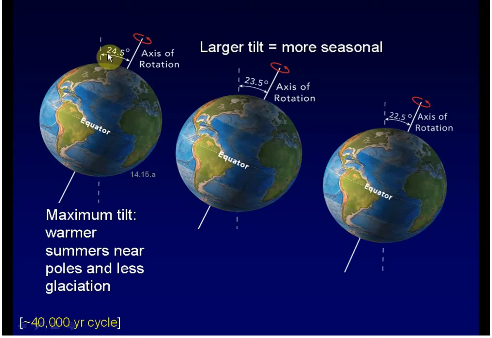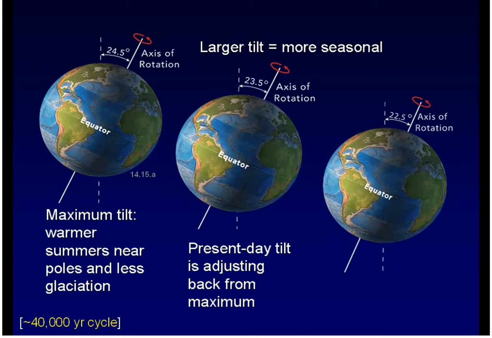We have to think about the Earth with respect to the Sun on both sides, so at maximum tilt, warmer summers and less glaciation. 23.5 degrees is near the present day tilt. It's currently adjusting back from the maximum, which coincides with similar times of the last glaciation.